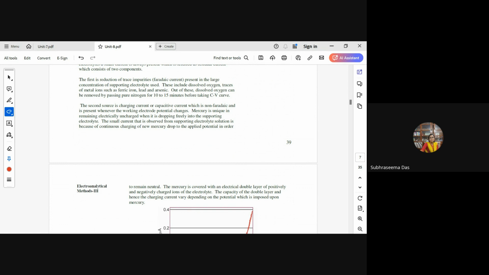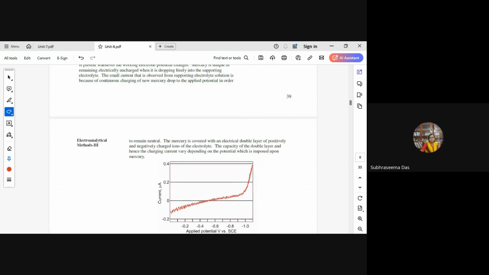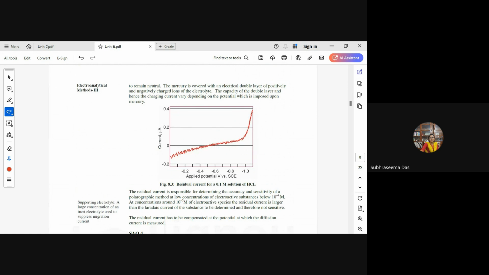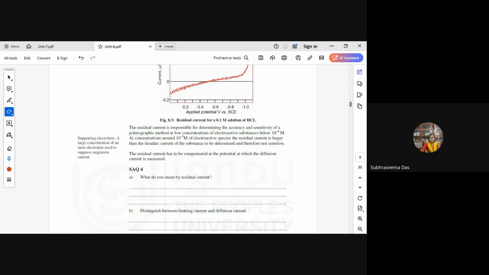So this small current observed from the supporting electrolyte solution is because of the continuous changing of the mercury drop. Since the mercury is covered with an electrical double layer, it contributes to the small current in the residual current. The residual current is responsible for determining the accuracy and sensitivity of various polarographic methods at different concentrations. Even at 10 to the minus 5 molar, the residual current is larger than the Faradaic current, and therefore these solutions are not very sensitive.